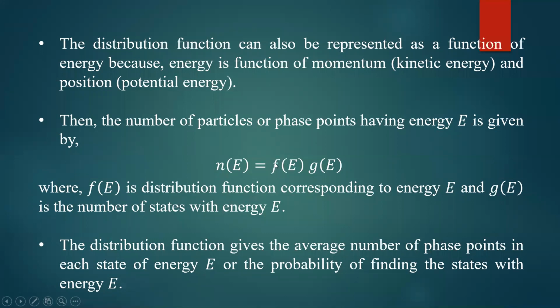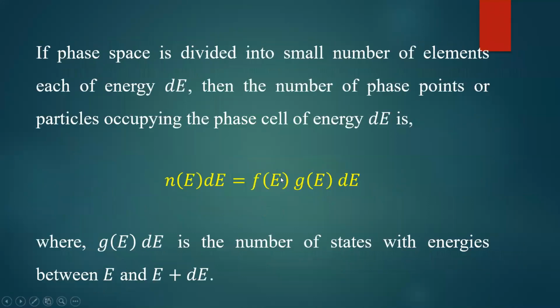Basically, the distribution function is given by n of E divided by g of E: the number of particles present in state E divided by the density of states g of E. Suppose we have the smallest part of the energy space, dE. If you divide the phase space into a small number of elements, each of energy dE, then how is the number of particles represented? It is represented by this equation.